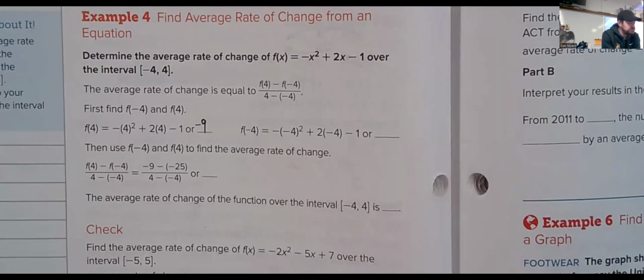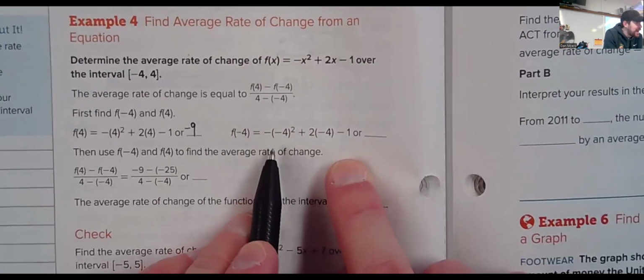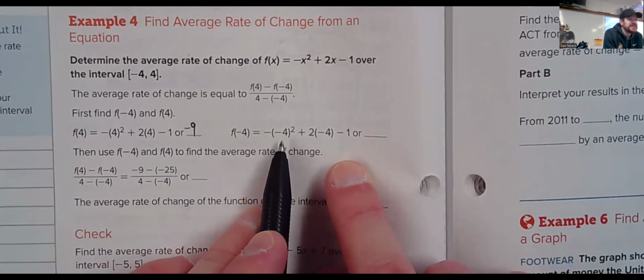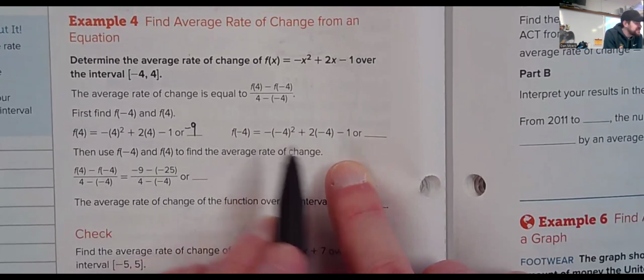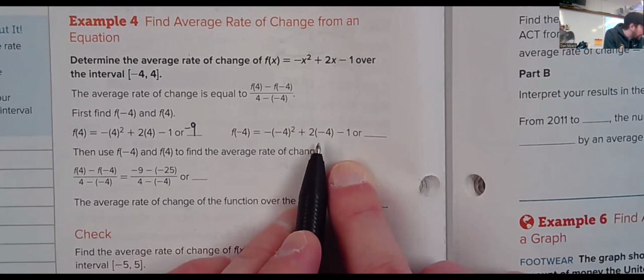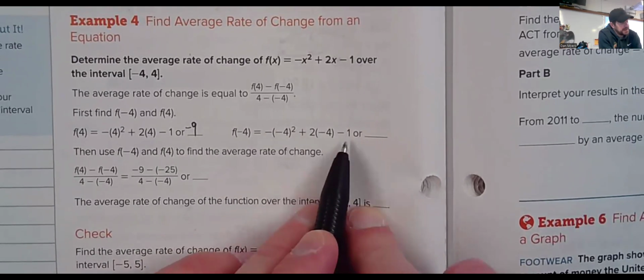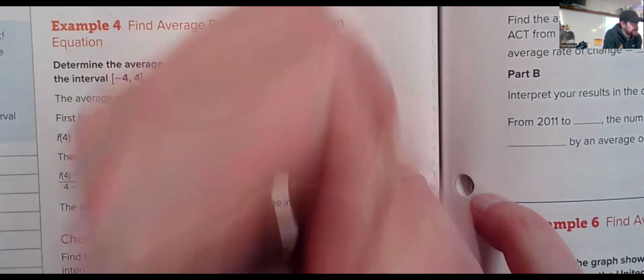Then we're going to take the opposite of negative 4 squared. Negative 4 squared is 16. The opposite of that is negative 16. Negative 16 minus 8 is negative 24. Minus 1 more would be negative 25.